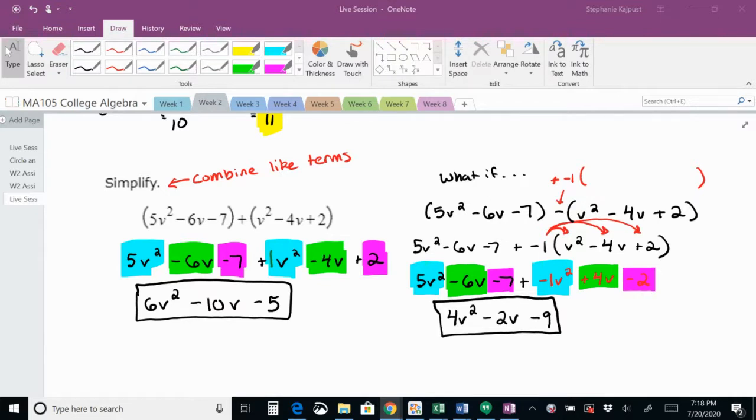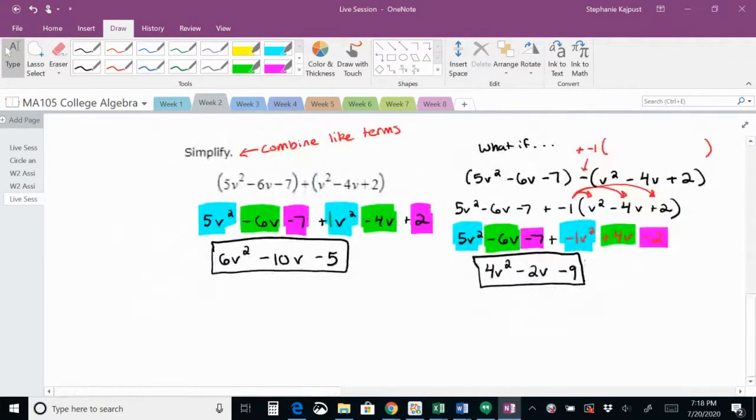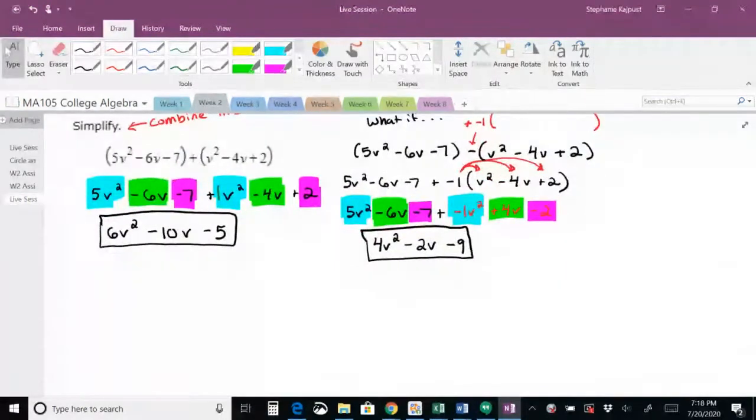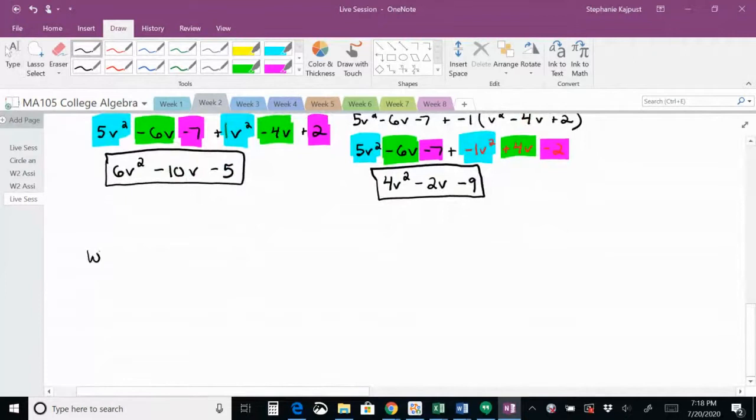Now the third operation that we do is multiplication. So I'm going to use the same polynomial. I'm going to do the same polynomial and I'm going to be multiplying here. So what if we had 5v squared minus 6v minus 7 times v squared minus 4v plus 2. So we're doing a multiplication.